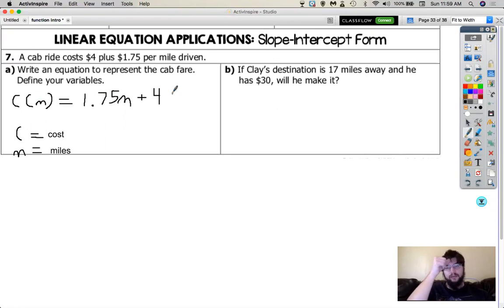All right. Clay's destination is 17 miles away, and he has $30. Will he make it? Well, what can we do? We can figure out how far he can go on $30, or we can figure out how much it will cost to go 17 miles. We can do both. Let's do both. So we have our equation. Let's figure out what C of 17 is. What's the cost for 17 miles?